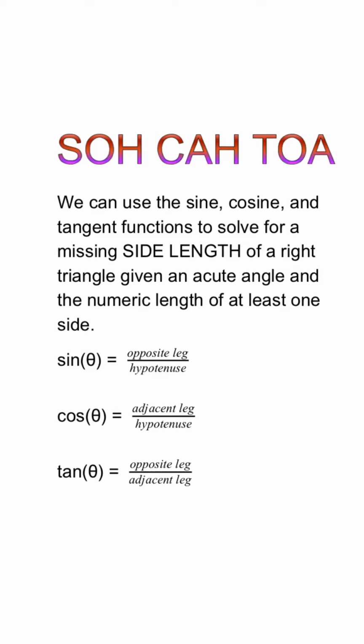Recall that we can use the sine, cosine, and tangent functions to solve for a missing side length of a right triangle given an acute angle and the numeric length of at least one side. Remember that these three trigonometric functions can be memorized using the acronym SOHCAHTOA.